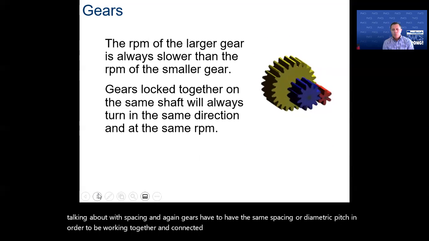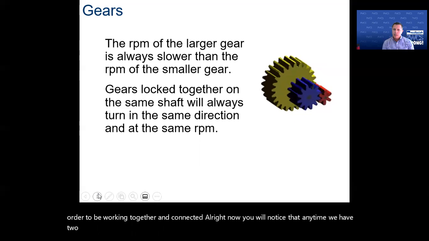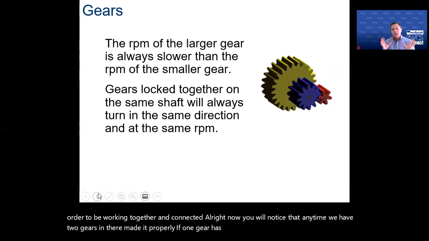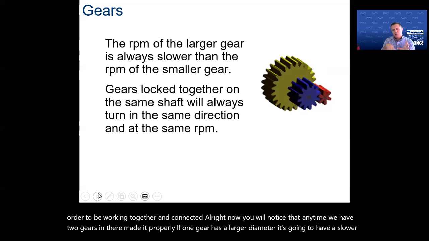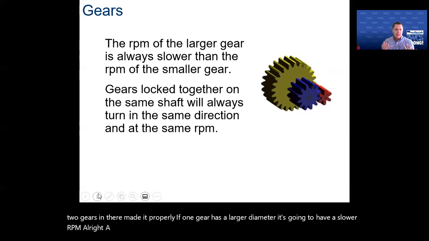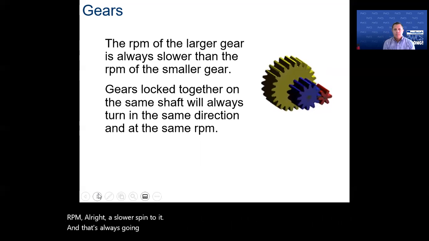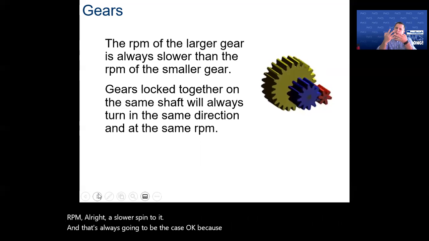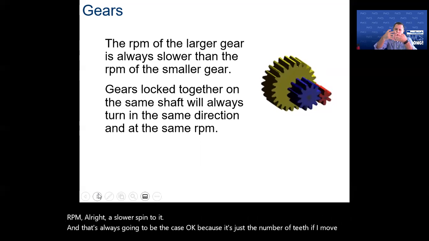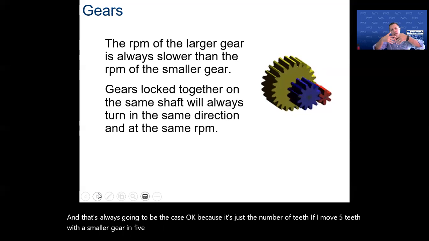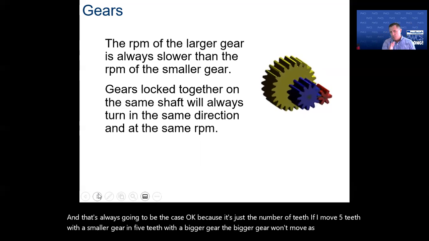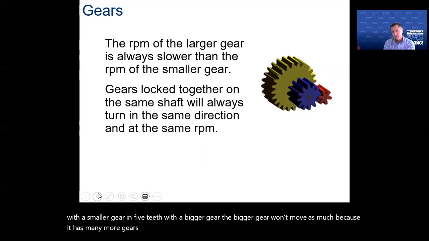Now, you will notice that anytime we have two gears and they're mated properly, if one gear has a larger diameter, it's going to have a slower RPM, a slower spin to it. And that's always going to be the case, okay? Because of just the number of teeth. If I move 5 teeth with a smaller gear and 5 teeth with a bigger gear, the bigger gear won't move as much because it has many more teeth to go, okay?